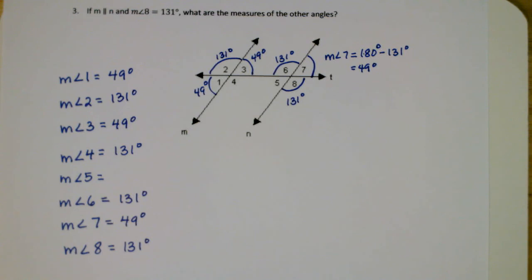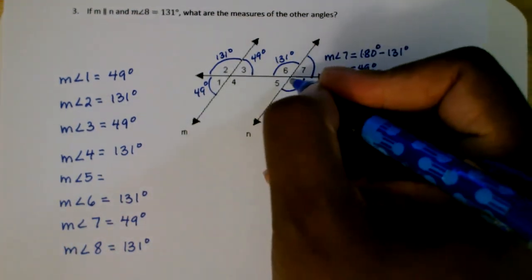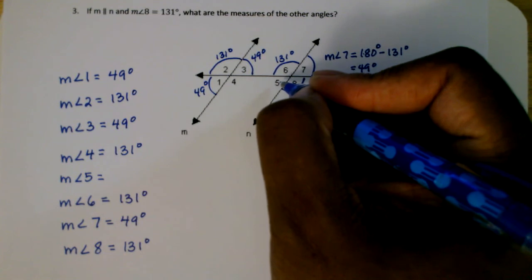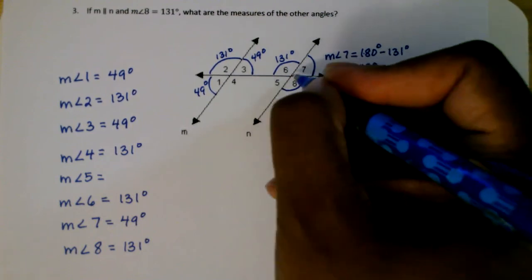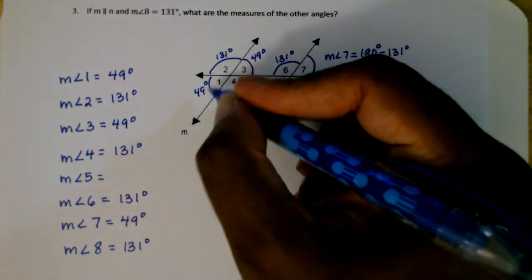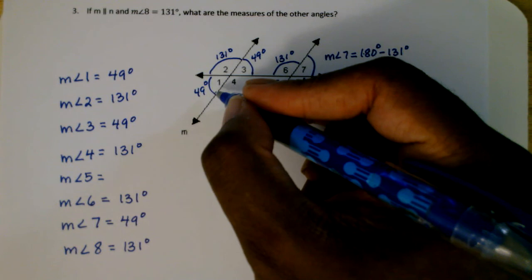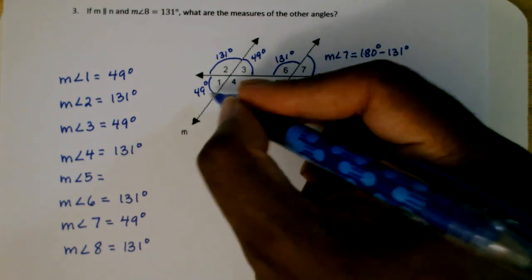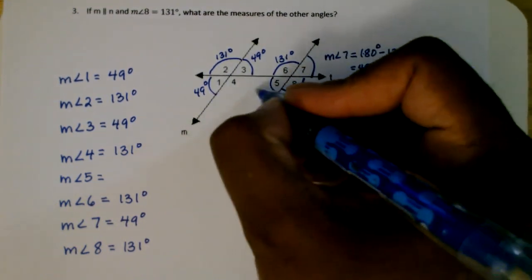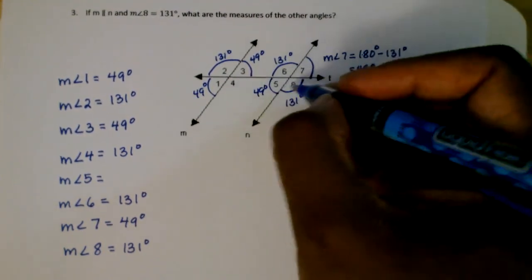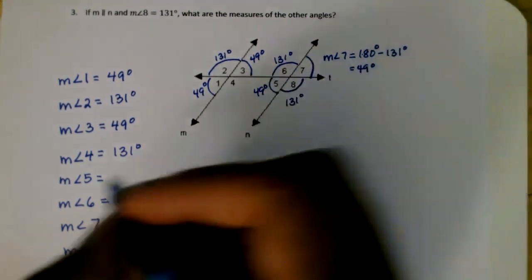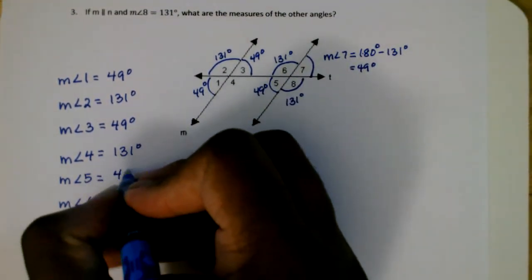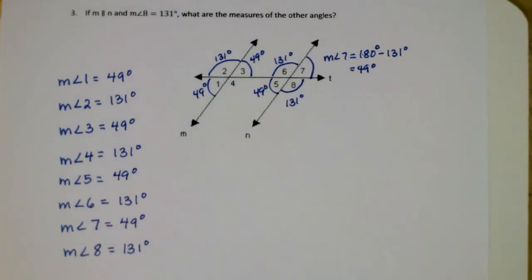I have one more angle to do, and that's the measure of angle 5. There are two ways you can do this. You can compare angles 5 and 7 and say that they're vertical angles, or you can compare angle 5 with angle 1 and say that they're corresponding angles. They're equal in measure. So if angle 1 is 49, then angle 5 must also be 49. Using the vertical angles, if angle 7 has a measure of 49 degrees, then angle 5 has to be 49 degrees. Okay, that completes problem number 3.